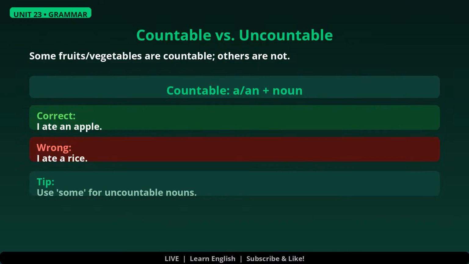Grammar tip for you. Countable versus uncountable. Some fruits and vegetables are countable, others are not. For example, I ate an apple. A helpful tip, use some for uncountable nouns.